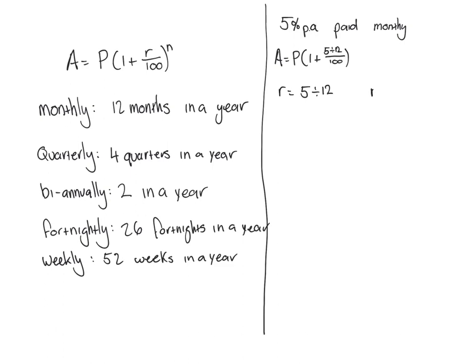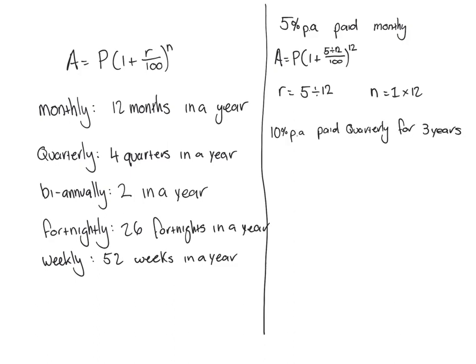Now, for our number of compounding periods, normally we would have it every year, but this time we're paying our interest monthly. That just means that if we have 1 year, we need to times it by 12. So our number of compounding periods up here will be 12.